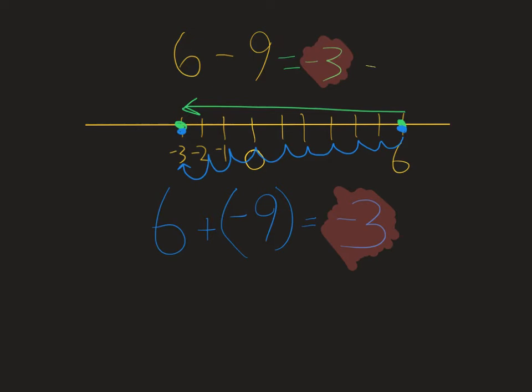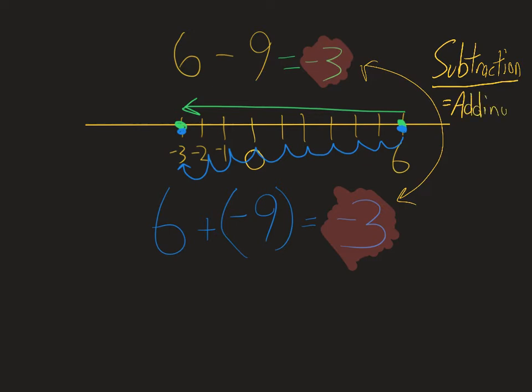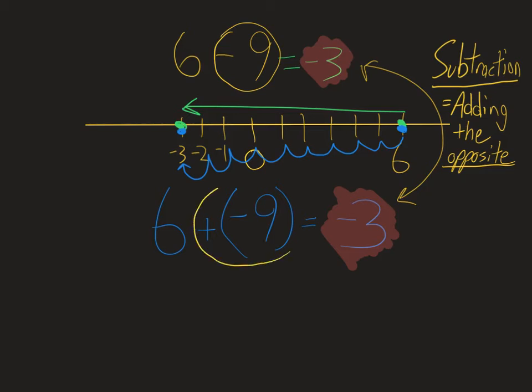This brings us to a really important point. Subtraction is really adding the opposite. If we look at this original problem, we had minus 9, and in the second one I added negative 9, and I ended up in the same place both times. So subtraction of a number can just be rewritten as adding the opposite of that number.